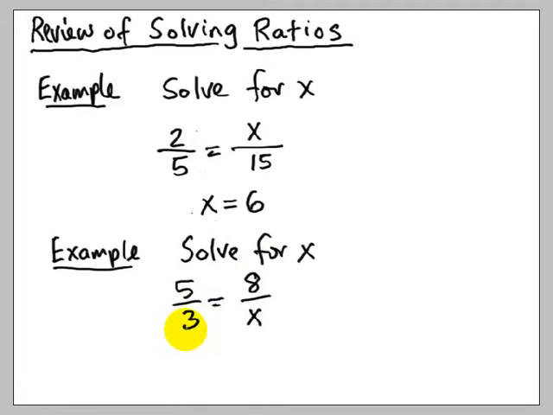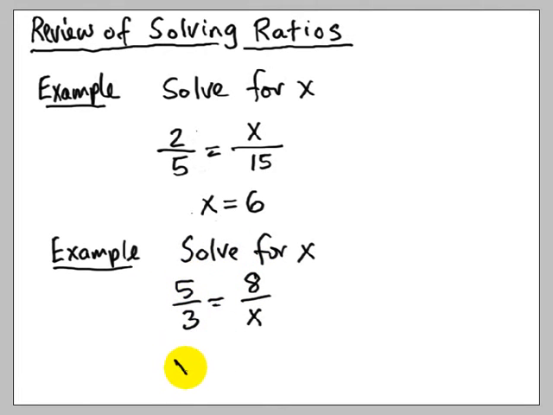So let's identify the two crosses. This is a cross right here with 3 and 8, and this is a cross here with 5 and x. So what do we do? We find the cross which has two numbers. That's this one, right? Because this one just has a number and a letter. We look at the cross with both numbers, and we multiply those two numbers, and then we divide by the number that's been left out. So 3 times 8, 24, divided by the number that we haven't used yet, 5.